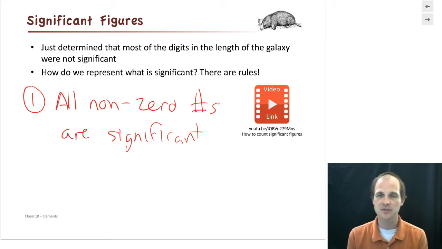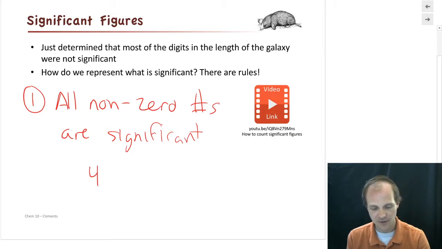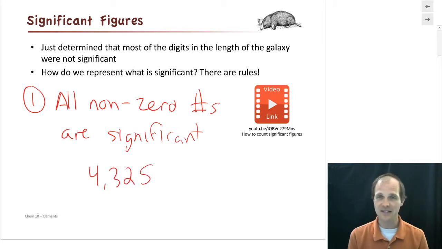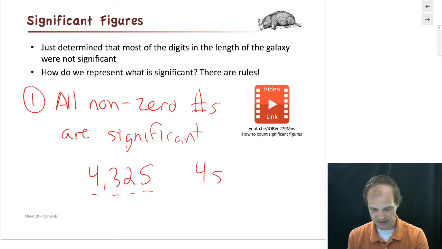One of the things that we end up doing quite a lot, and you'll see why in a little while, is we don't necessarily need to know whether this digit's significant or that digit's significant. We just need to know the total number of significant digits in a number. So if I write a number 4,325, I might want to count how many significant figures are in here. And if all non-zero numbers are significant, I get that this number has 4 significant figures.